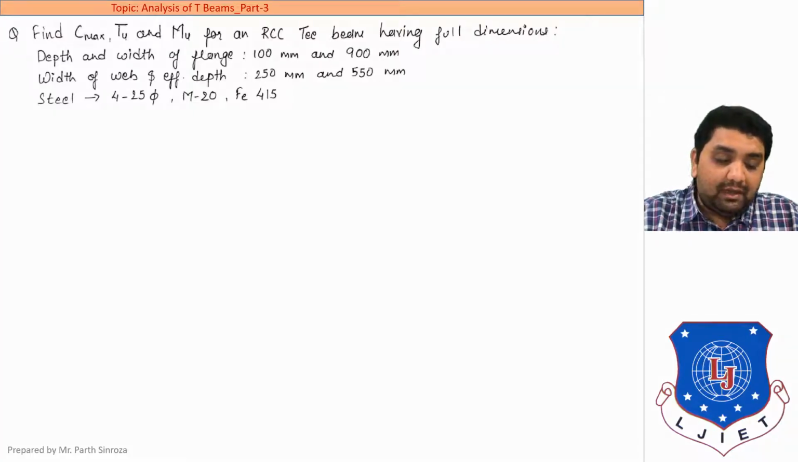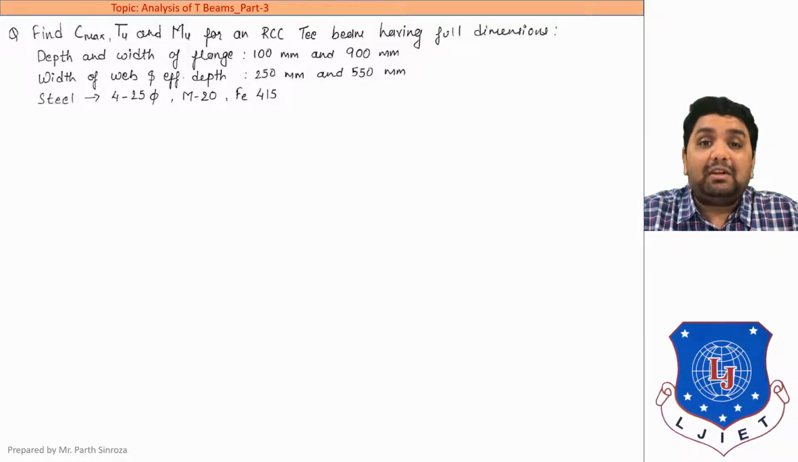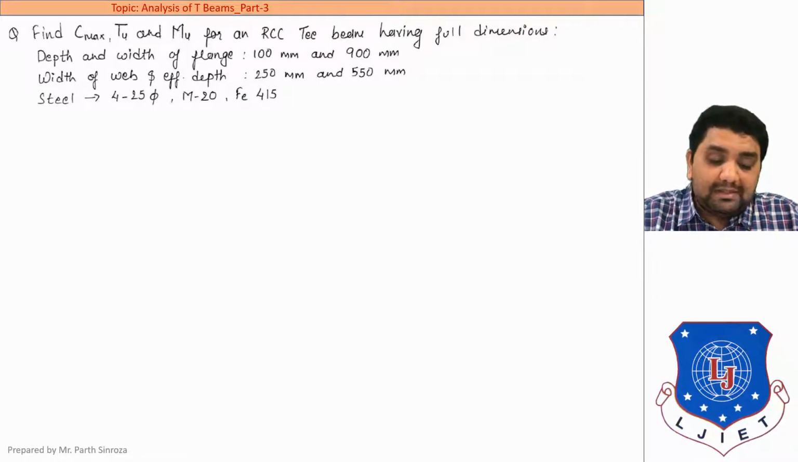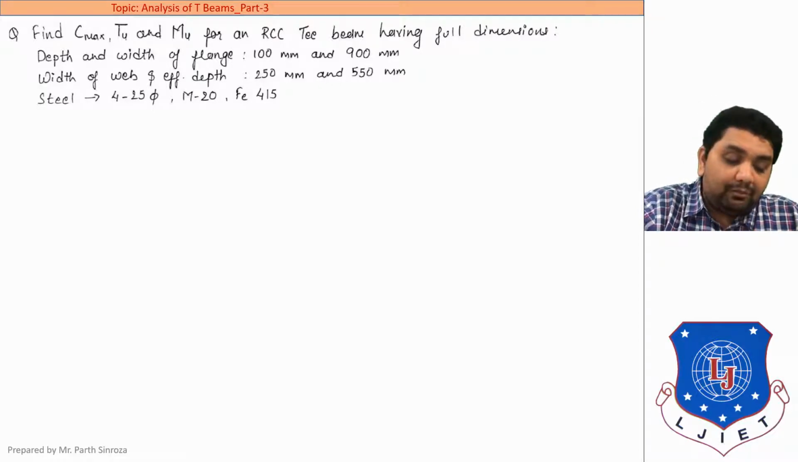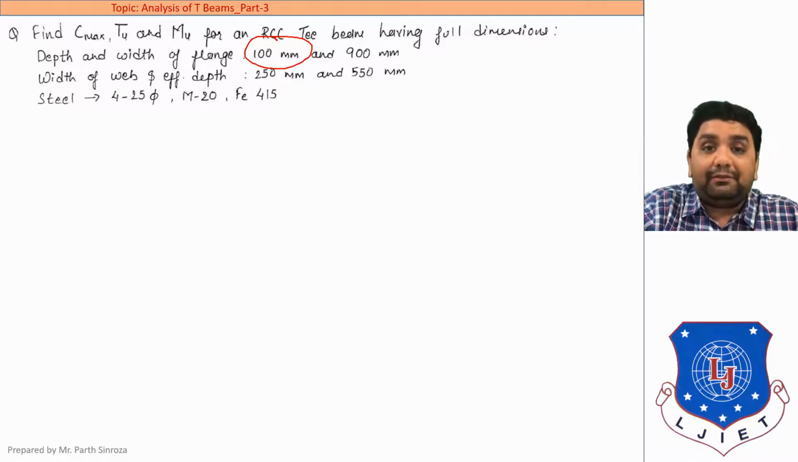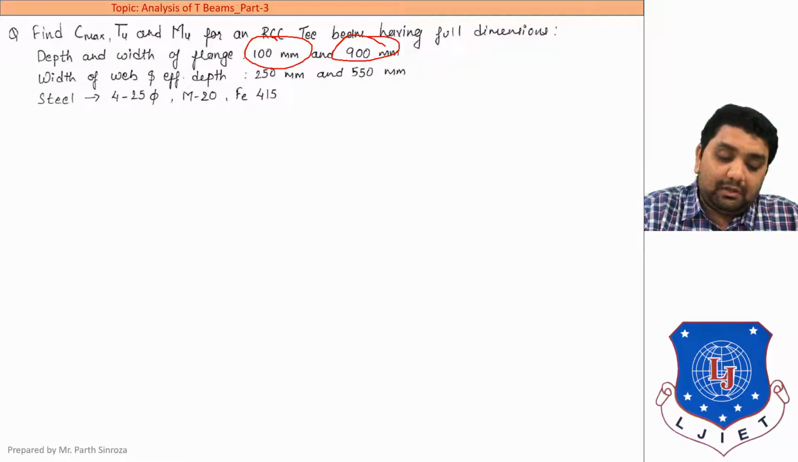The question here is find Cmax, that is our maximum compressive force, Tu, that is our ultimate tension load, or you can say it as maximum tension, and Mu, that is our moment of resistance for a RCC T-beam having the following dimensions. The dimensions are prescribed in the question. The depth of flange is given, that is df, and this one is the width of flange, that is bf. So bf is given.